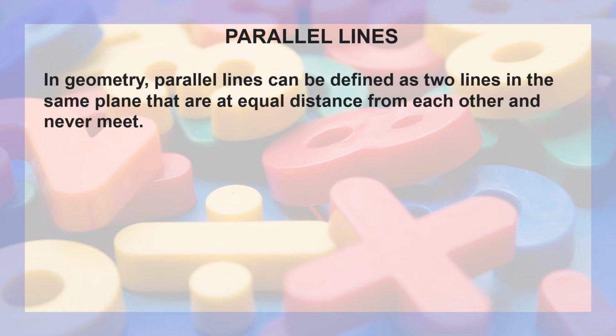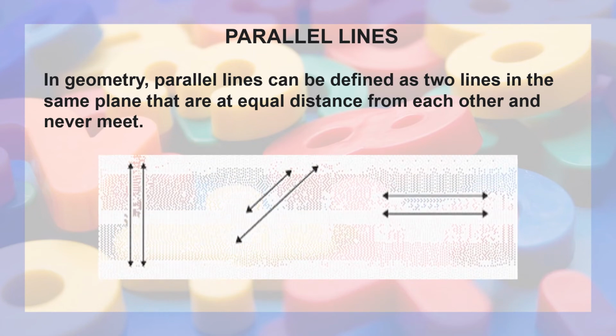The next topic that we are going to start today, after angles and types of angles, is parallel lines. In geometry, parallel lines can be defined as two lines in the same plane that are at equal distance from each other and never meet. Here these lines that you see are called parallel lines. Two lines will be there.